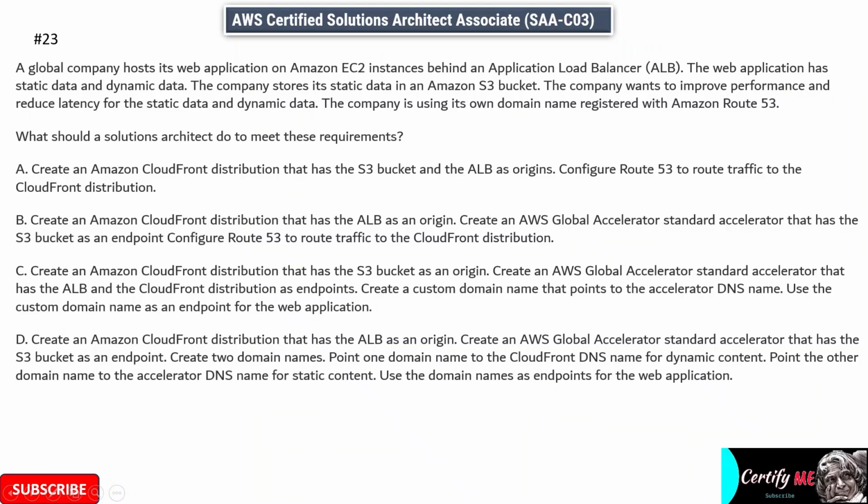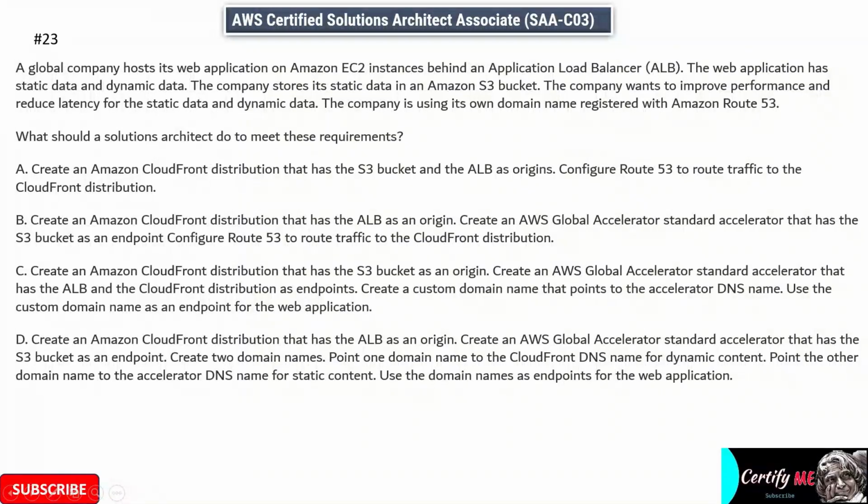Option D. Create an Amazon CloudFront distribution that has the ALB as an origin. Create an AWS Global Accelerator standard accelerator that has the S3 bucket as an endpoint. Create two domain names. Point one domain name to the CloudFront DNS name for dynamic content. Point the other domain name to the accelerator DNS name for static content. Use the domain names as endpoints for the web application.